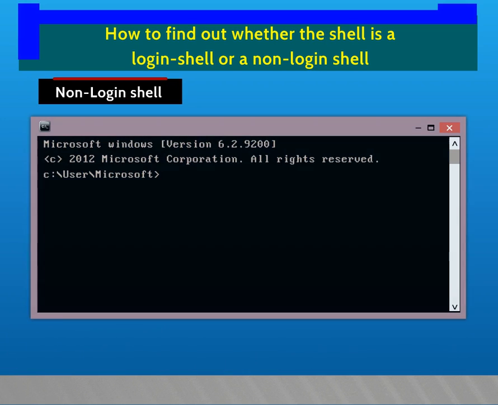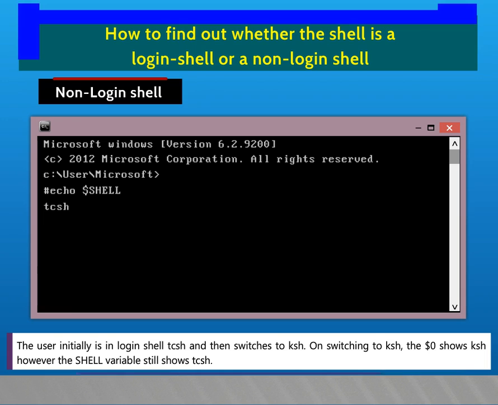Non-login shell. The user initially is in login shell tcsh and then switches to ksh. On switching to ksh, the $0 shows ksh, however, the shell variable still shows tcsh.